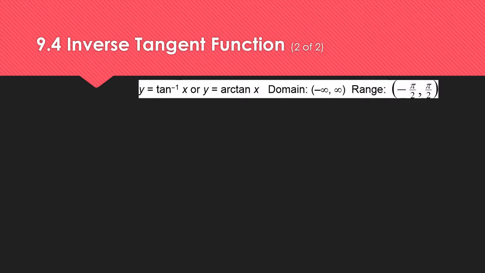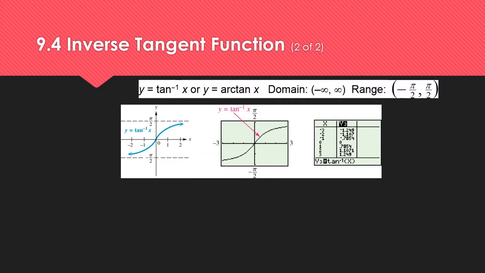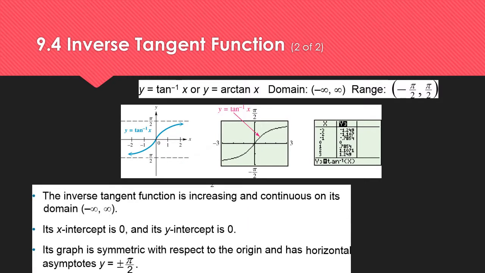Okay, so the arctangent: the domain is negative infinity to infinity. The range is negative pi over 2 to pi over 2. There's what it looks like. Notice we have those asymptotes there. It's increasing and continuous. The x-intercept is 0, as is the y-intercept. It is symmetric with respect to the origin and has horizontal asymptotes at plus or minus pi over 2.